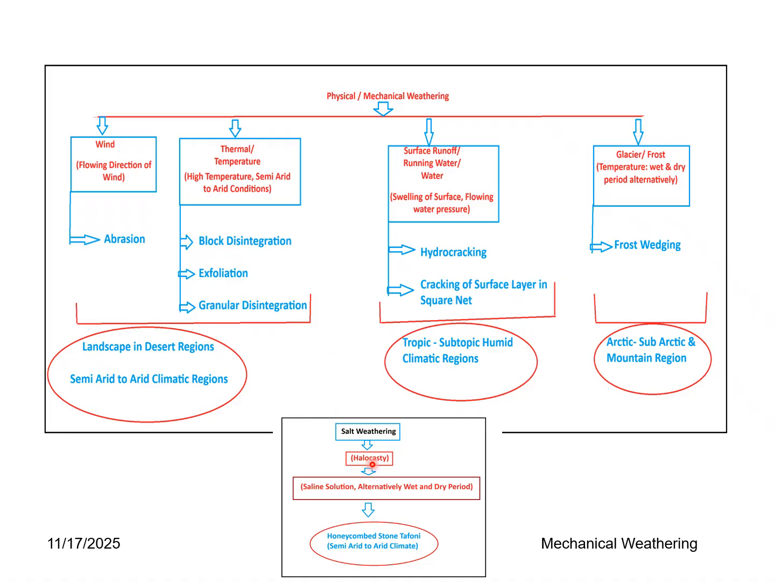Another important type of physical weathering, that is the fifth one, is salt weathering. It is very common in the coastal region. It occurs due to the intrusion of saline water.